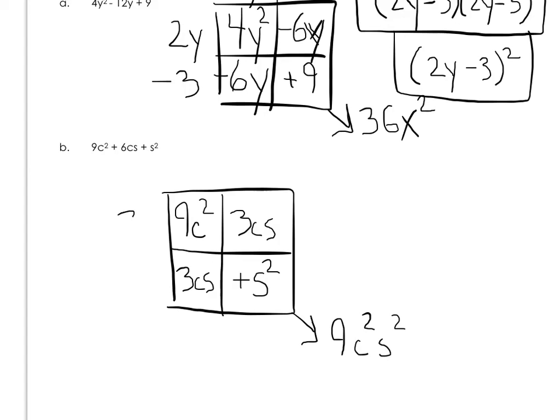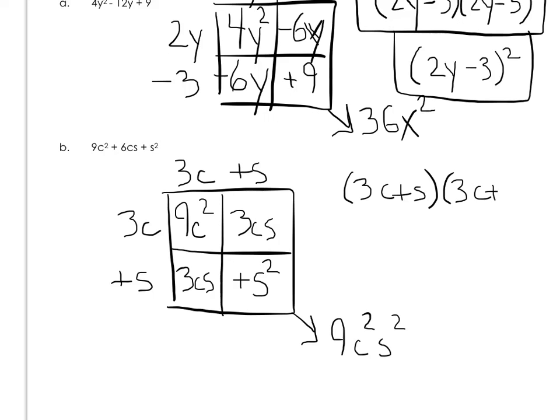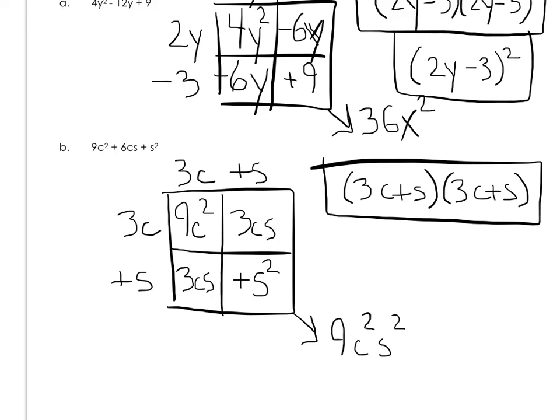Pulling out a GCF, that'll just be 3c. 3c times 3c, 3c times s. So 3c plus s, 3c plus s. And again, if you want to shorthand it a little bit, you could probably say 3c plus s quantity squared, because there's more than one of them.